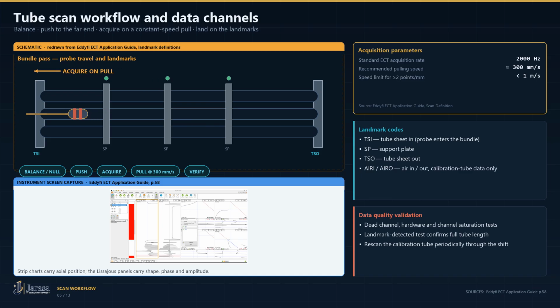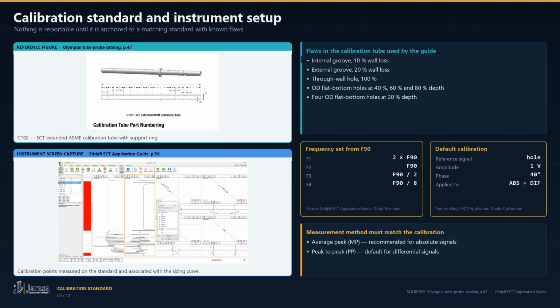Landmarks: anchor axial position, tube sheet in, the support plates, and tube sheet out. Everything you report is referenced to a matching calibration standard. This is the CT02 extended ASME calibration tube. The guide lists its flaws: a 10% internal groove, a 20% external groove, a through-wall hole, outside diameter flat bottom holes at 40, 60 and 80%, and 4 outside diameter flat bottom holes at 20%. Four frequencies are proposed from F90: twice F90, F90, half, and 1/8. By default, calibration uses the whole signal at 1 volt and 40 degrees, on both absolute and differential channels.